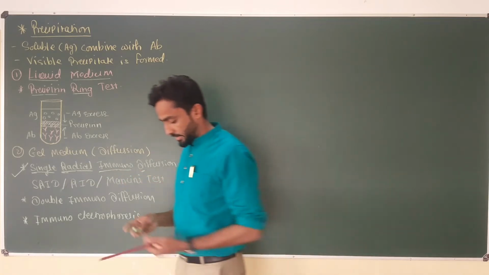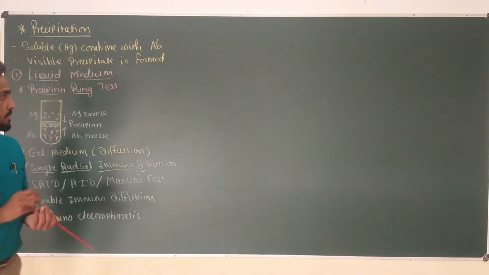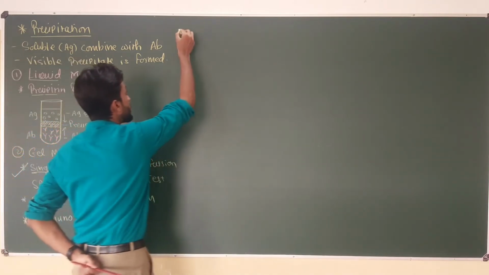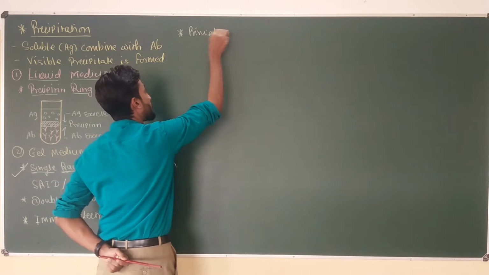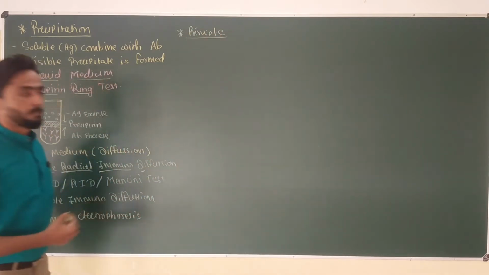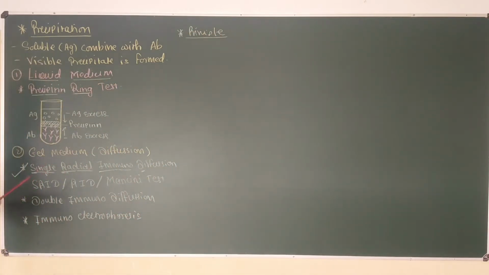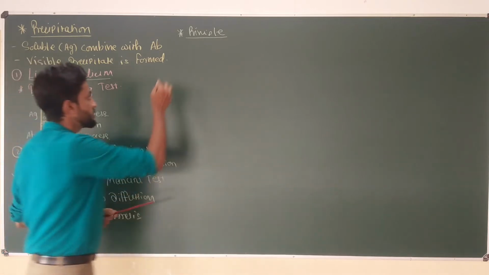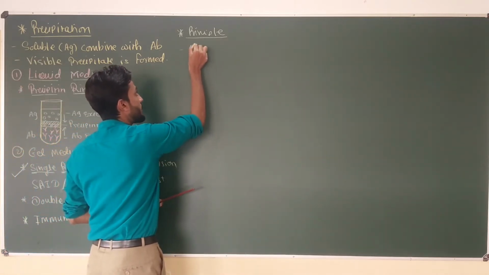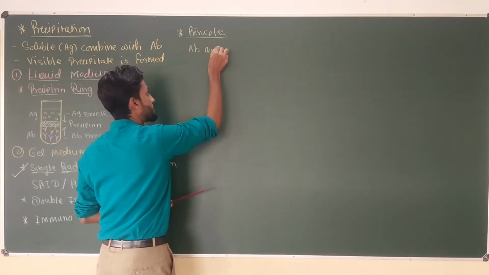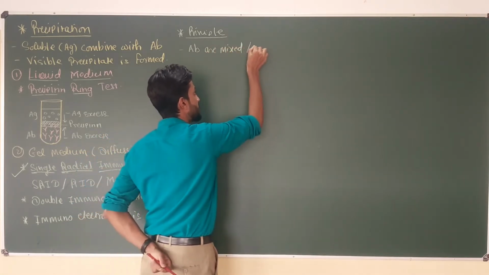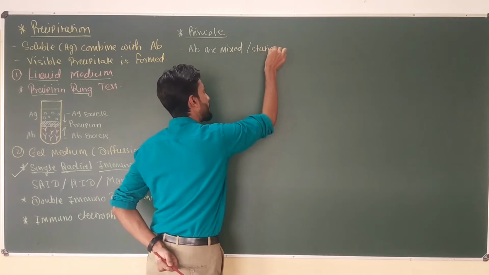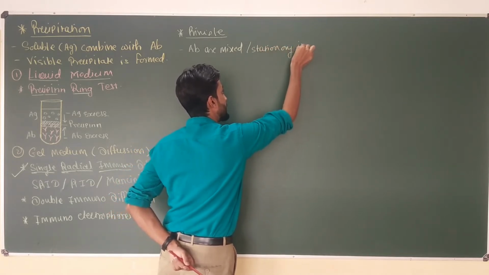So now in this video, first I am going to talk about the principle of the technique single radial immunodiffusion. In this process, antibodies are mixed and remain stationary in the gel.